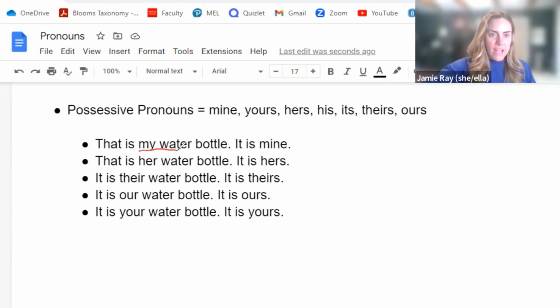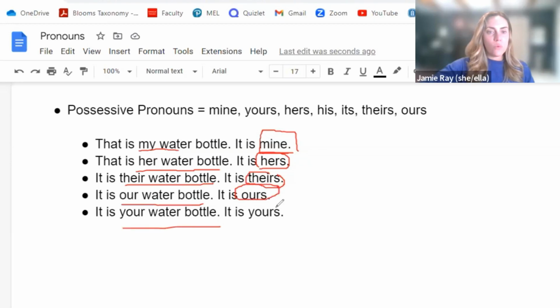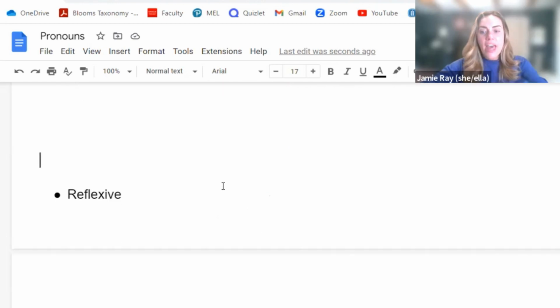So that is my water bottle, it's mine. So here I took out water bottle and I took out my, and I basically replaced those two words with the possessive pronoun mine. It's mine. That is her water bottle. It is hers. That is their water bottle. It is theirs. It is our water bottle. It's ours. It is your water bottle. It's yours. Okay. All right. So those are the possessive pronouns.